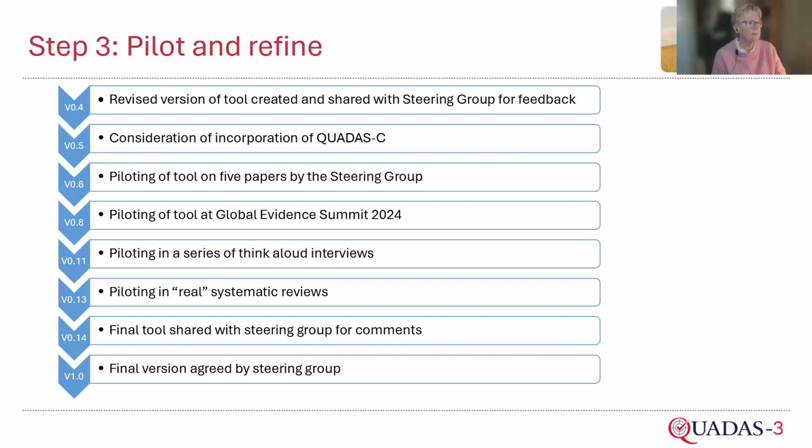We also piloted the tool at the Global Evidence Summit at a workshop. I think 16 people attended that workshop, reviewers with various experience of doing quality assessment of test accuracy. We undertook a series of Think Aloud interviews. We piloted the tool in some real systematic reviews. I think 6 systematic reviews, some of which were current, and prospectively we piloted the tool, and then a couple of reviews that had already used QUADAS-2, and we then applied QUADAS-3 to the studies in those reviews. And then finally, we shared the tool with the steering group for their comments before agreeing on the final version.